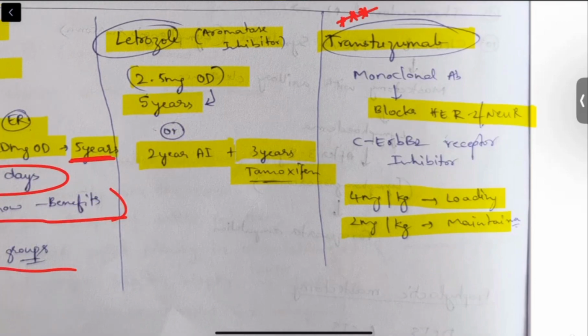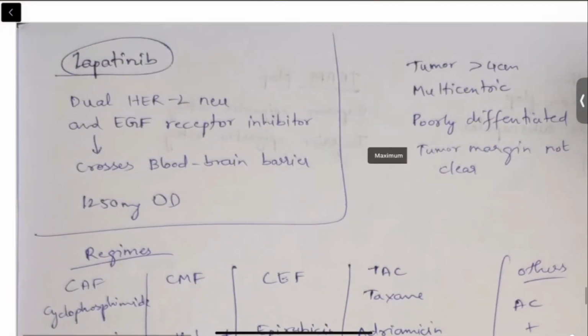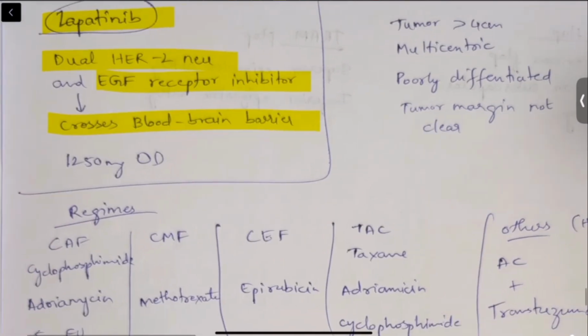Okay, after that there is one more drug being developed, that is lapatinib. Again, this is a dual HER2/neu receptor and EGF receptor inhibitor. Since this crosses the blood-brain barrier, it is better. Okay, and the dose being 1250 milligrams OD.